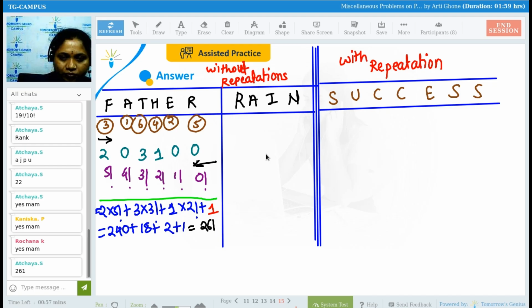Clear? If it's clear to you, then I want a big smiley in the chat box. Put it in your chat box if it is well clear to you. Rank of the objects. 261 is the correct answer. Now, do the same for rain. Do it for rain.